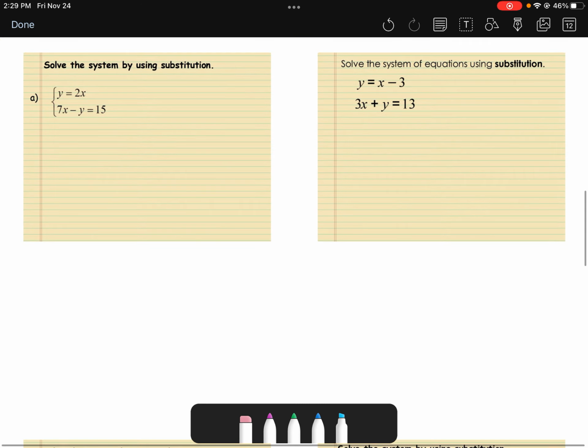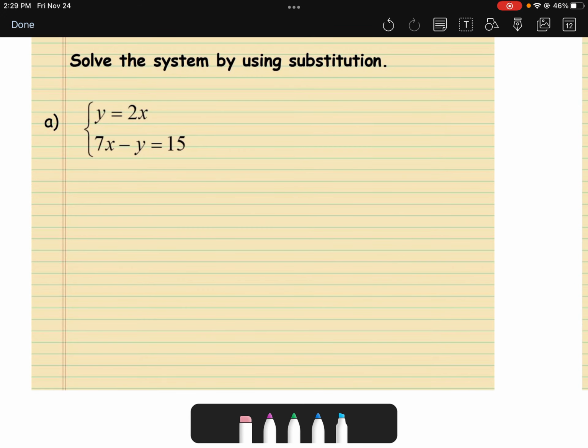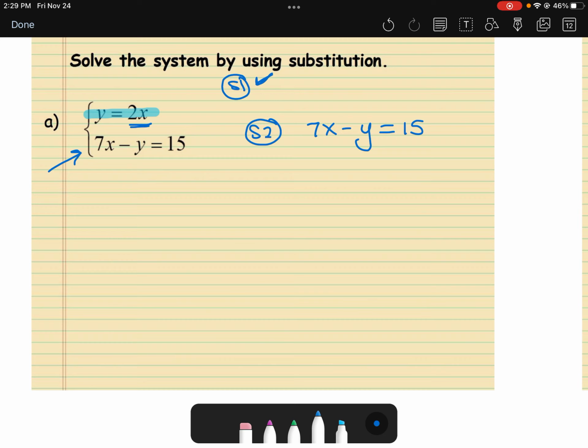Okay, so let's go ahead and do some examples. Solve the system by using substitution. For that first step, step 1 is telling me I have to isolate one of the variables. Well, let's look. I'm noticing here y equals 2x. y is already by itself, so we are good on step 1. We already have one of the variables done. Now step 2, this is where we're going to substitute that into the second equation, 7x minus y equals 15. Well, y is equal to 2x, so we're going to substitute that in.